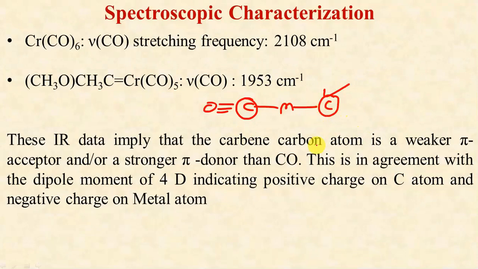This means the carbene carbon atom is a weaker pi acceptor as compared to the carbon atom of a carbonyl group. So this is in agreement with the dipole moment also. When we calculate this dipole moment, we will observe that the electron density is mainly residing on the metal atom rather than this carbene carbon. So this has partial positive charge, this has partial negative charge.